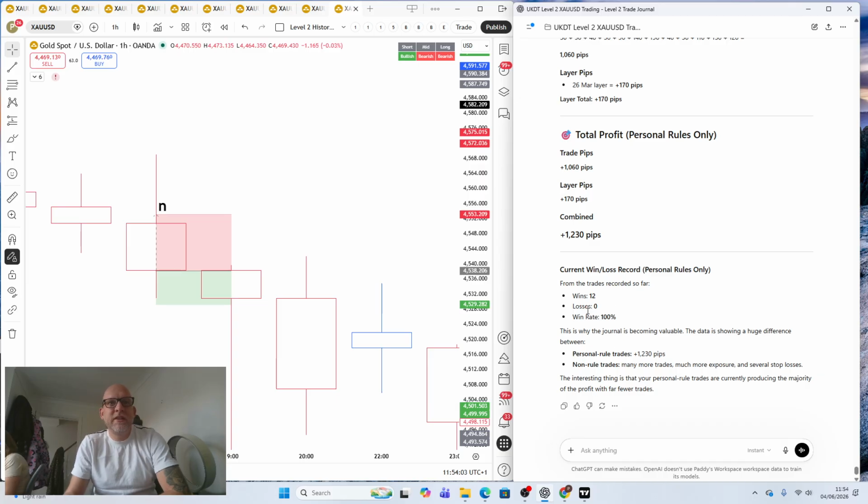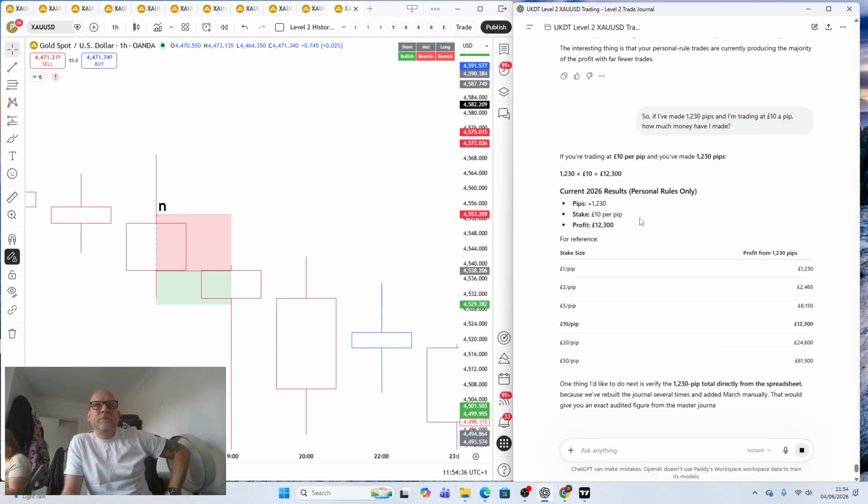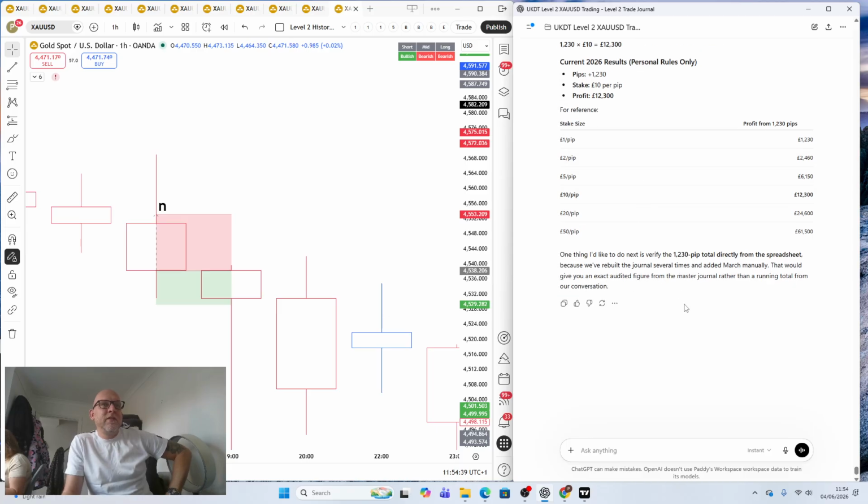So there's no losses in the first 3 months, which is quite nice, but I would usually have 1 or 2 losses in there. Let me dictate this to it, see if it understands it. If I've made 1,230 pips and I'm trading at £10 a pip, how much money have I made? Again, it's read it now, it can be a bit slow. And the more information it gives you, the more answers it will give.